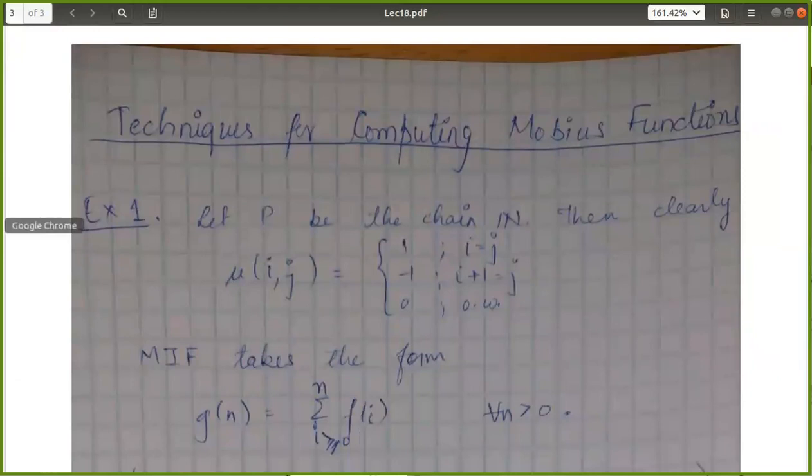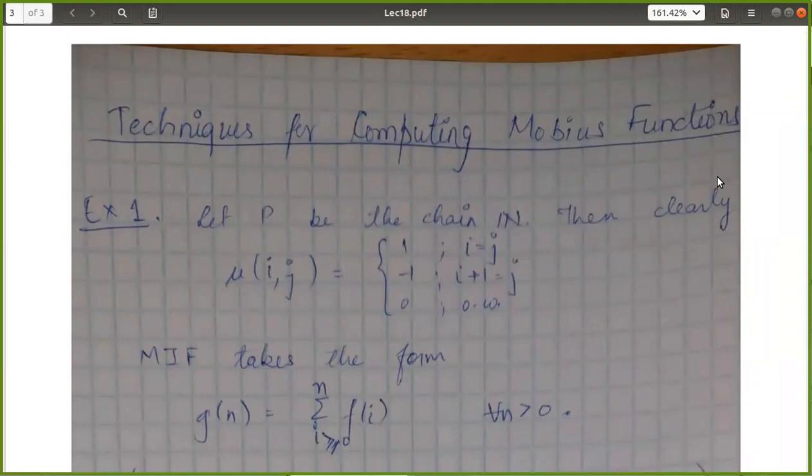One second. Where did this go? Can you see? The third page of the lecture. Yeah, third page, right? Yes, ma'am.